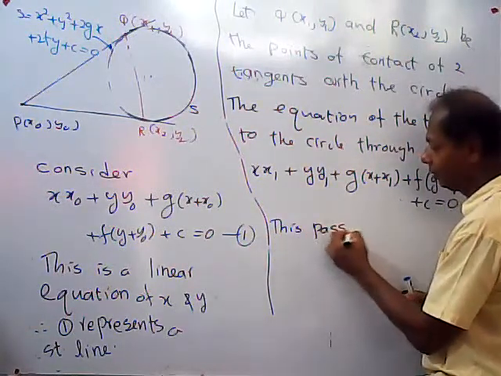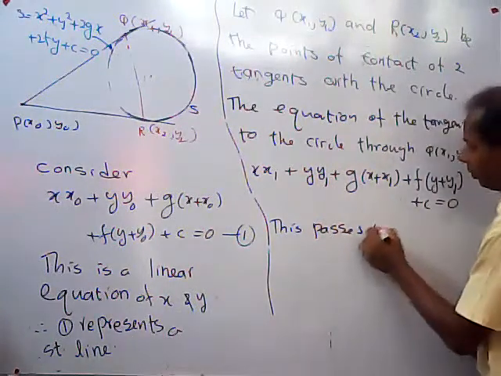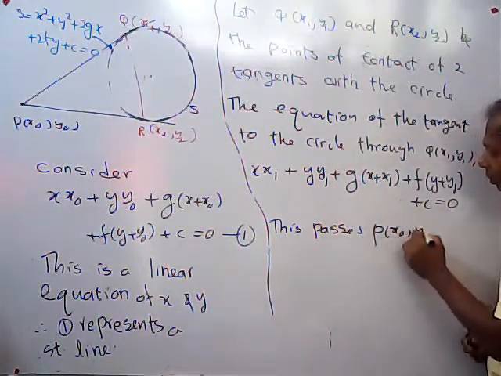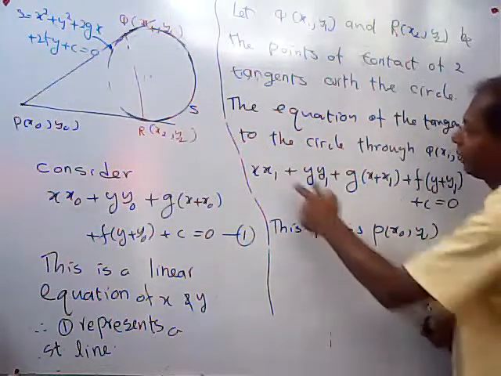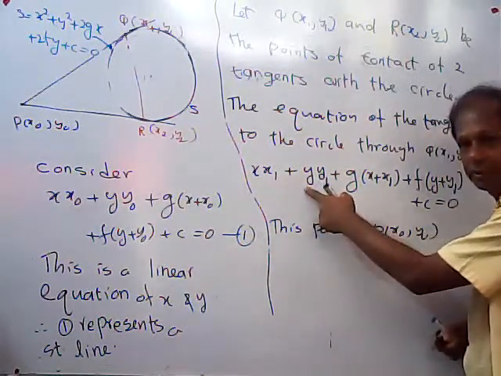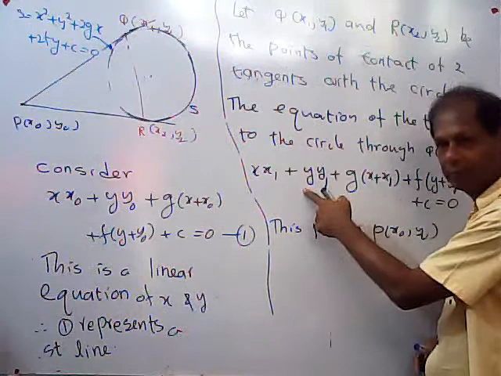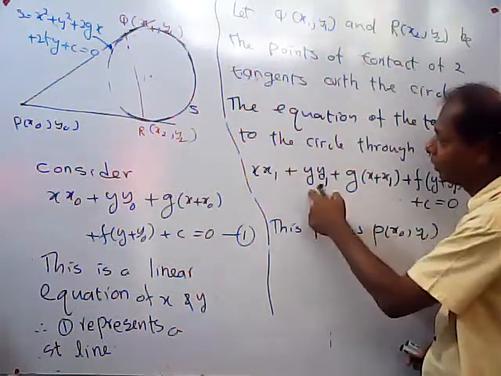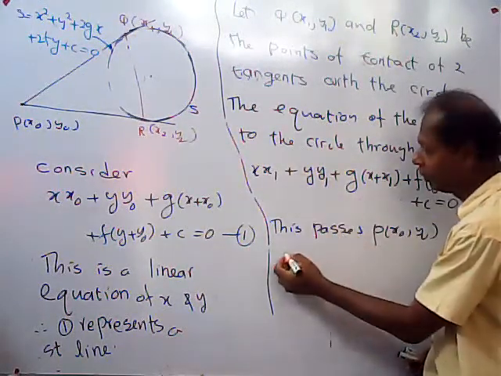This passes, definitely it passes x0 y0. Therefore, we can apply x0 y0 in this equation and it should be satisfied. So x y replaced by x0 y0.